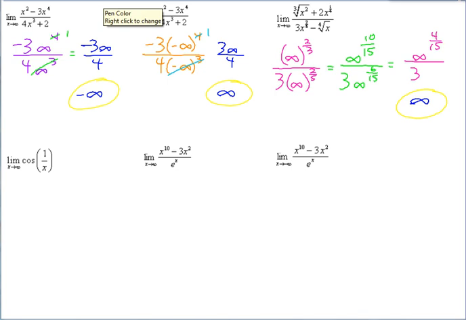All right, let's take a look at the next one. On this one, if we substitute infinity, we have cosine of 1 over infinity. Well, what's 1 over infinity really close to? 1 over some huge number? Really close to 0. So that's about 0. And then what's the cosine of 0? The cosine of 0 is 1.